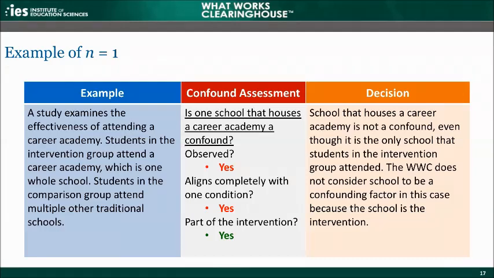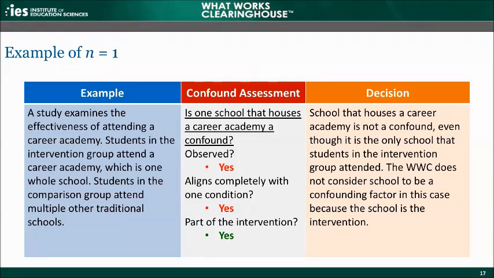This is our final hypothetical example of n equals 1 before we move on to examples from the WWC reviewed studies. So in this example, consider a study that examines the effectiveness of attending a career academy. A career academy in the study is one whole school. Students in a comparison condition attend multiple other traditional schools. The question is whether one school, which is a career academy, constitutes an n equals 1 confound.